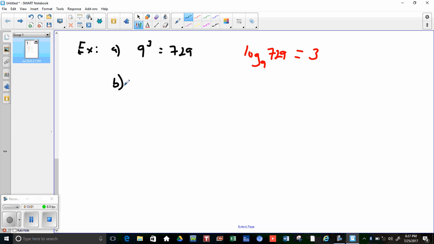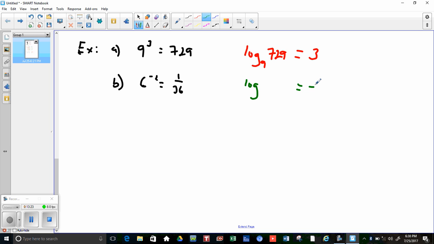All right, let's try another one. We'll try a few more of these. 6 to the negative 2 equals 1/36. So again, we're going to come over here. We're going to write log. And the log has to equal something. The log will equal the exponent.